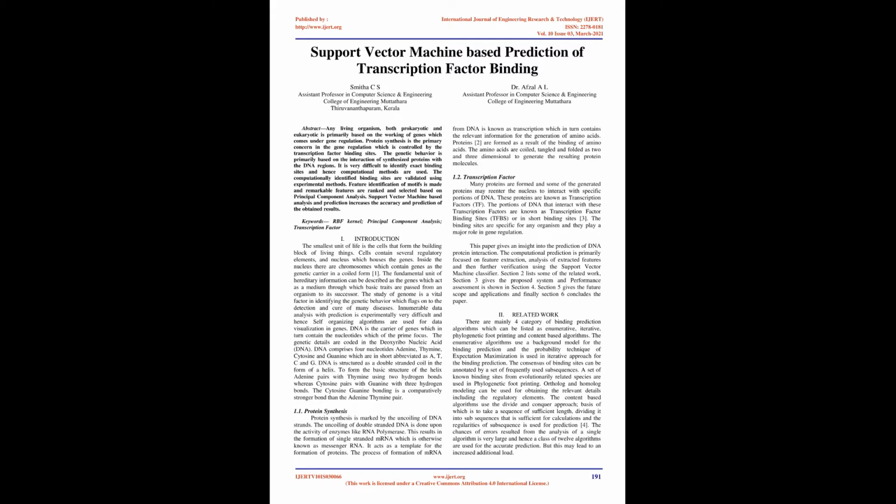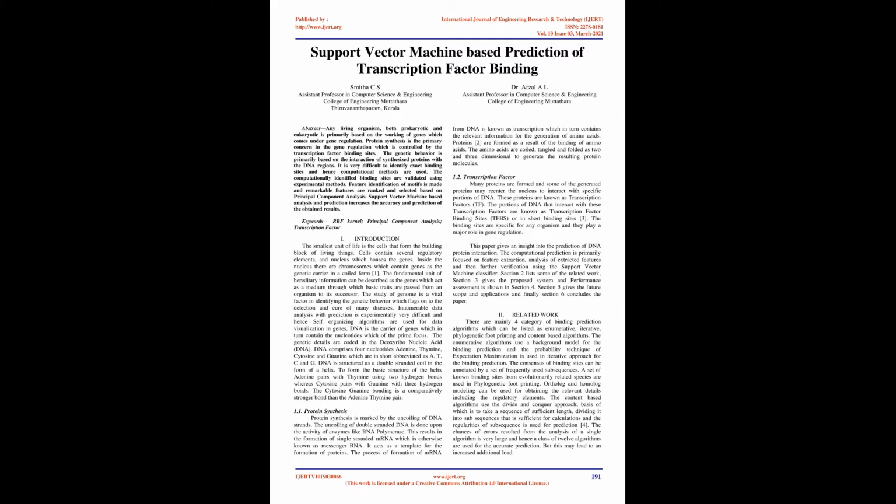The study of the genome is a vital factor in identifying genetic behavior, which flags onto the detection and cure of many diseases. Innumerable data analysis with prediction is experimentally very difficult, and hence self-organizing algorithms are used for data visualization in genes. DNA is the carrier of genes, which in turn contain the nucleotides that are of prime focus. The genetic details are coded in the deoxyribonucleic acid, DNA.